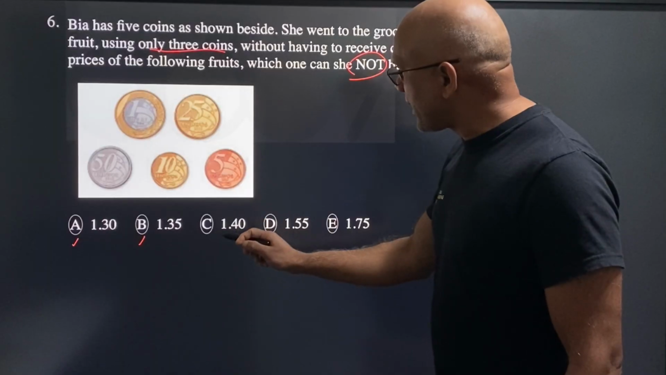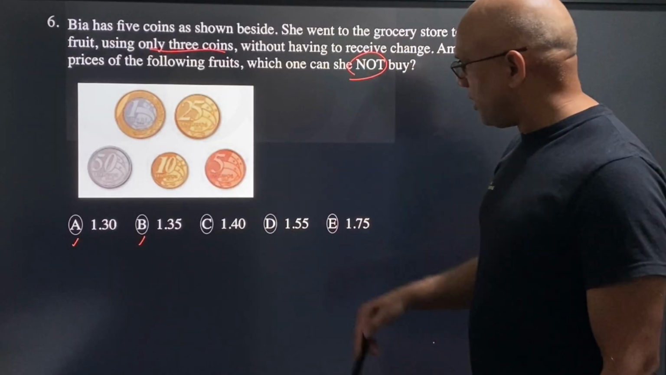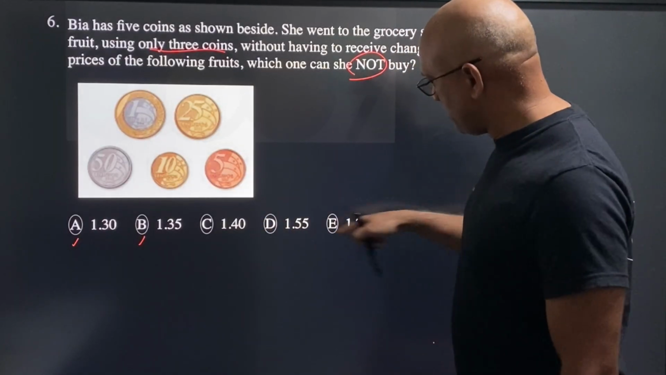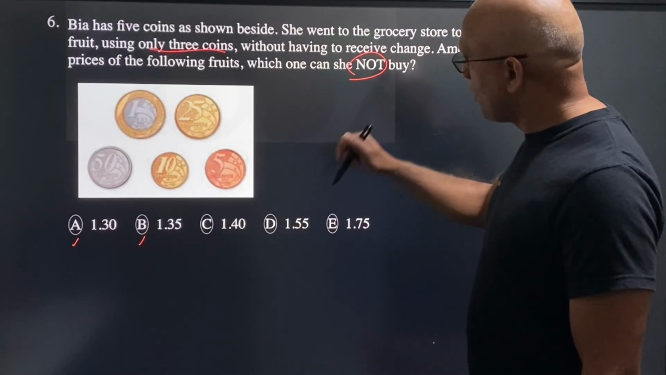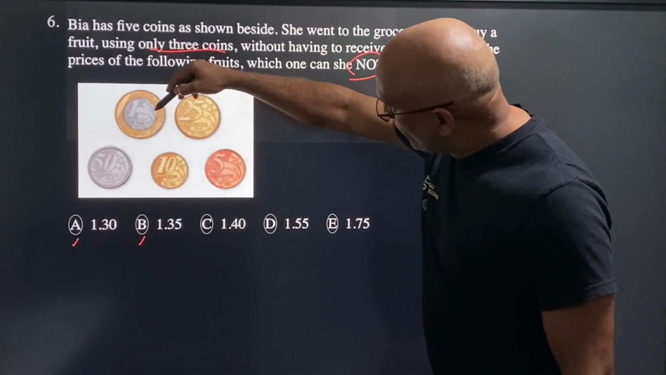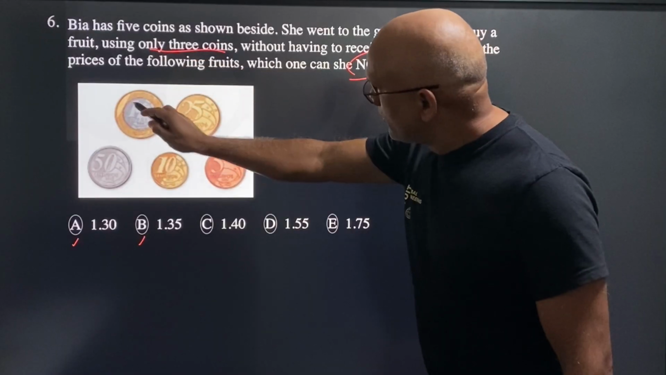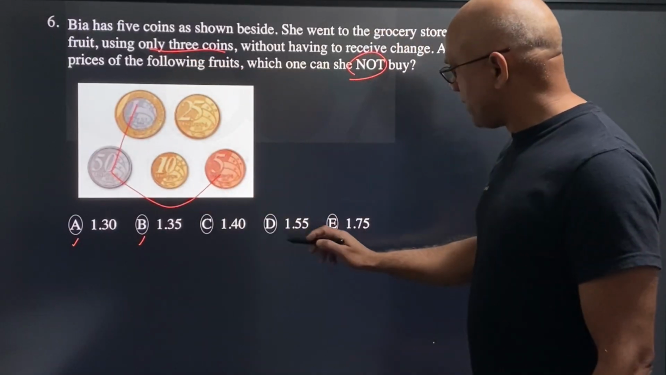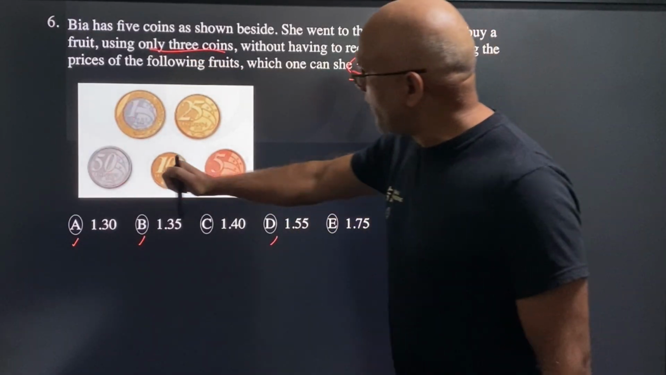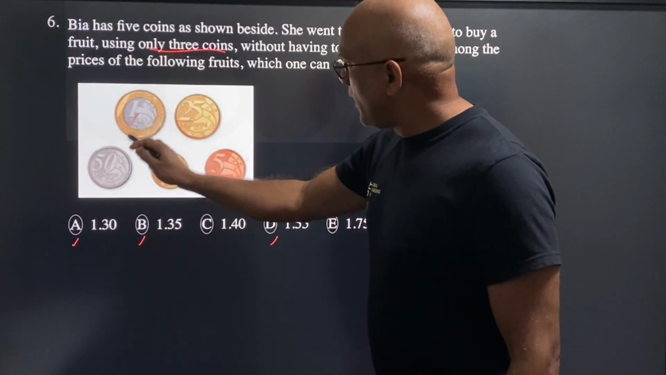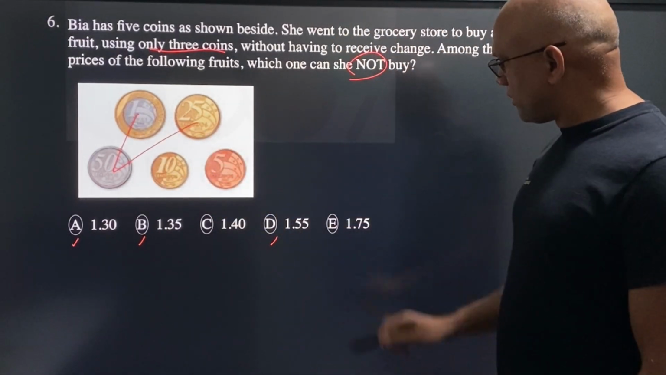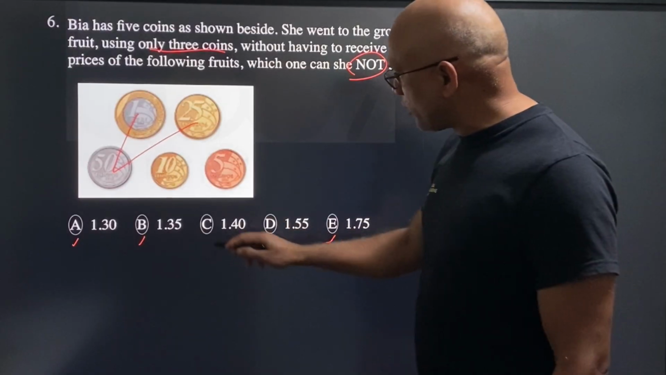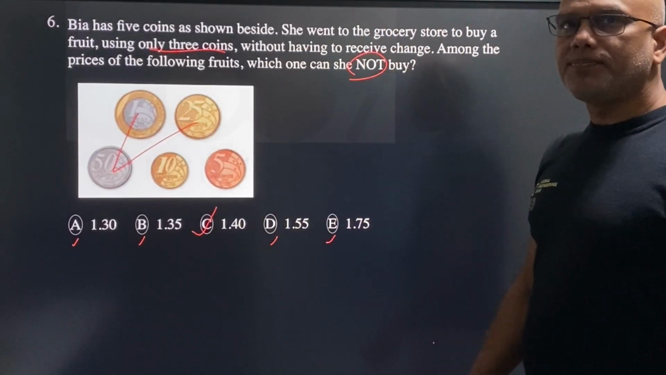$1.40. Seems like I cannot make that. So let's continue and check the other ones. $1.55, $1.50, and I can make this too. $1.75 will be okay. $1.50 and 25, that will be $1.75. So this is the only one I cannot buy. Then C is the correct choice.